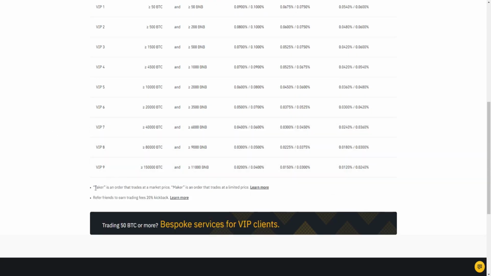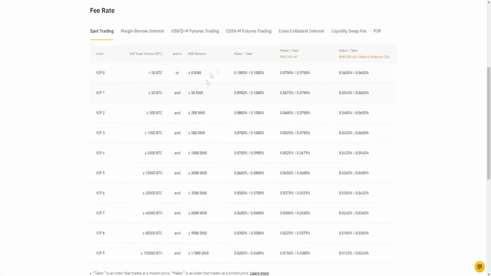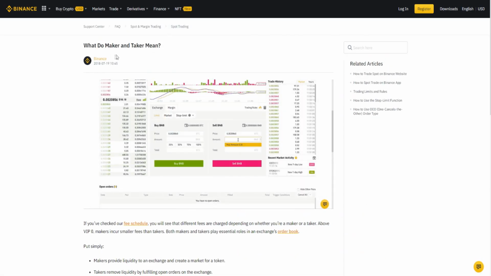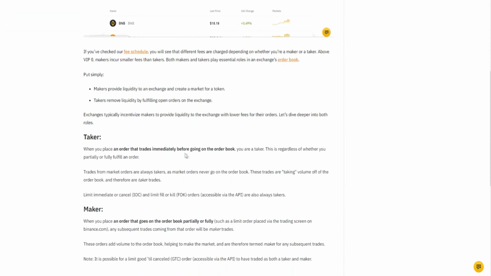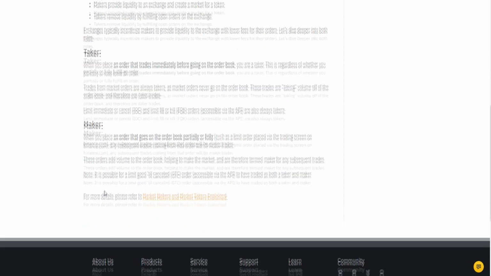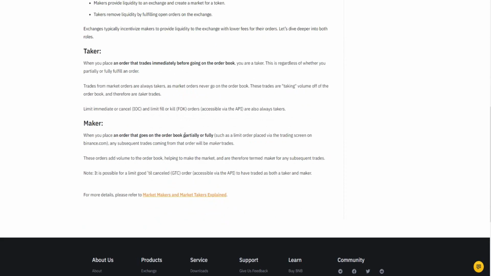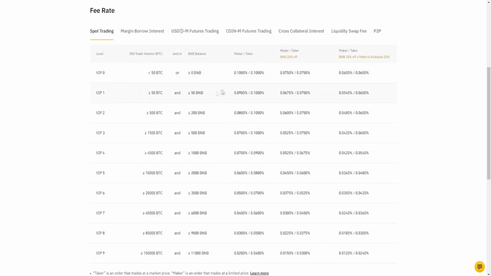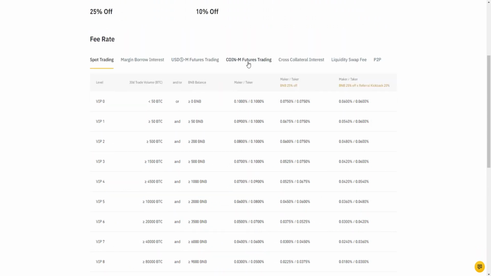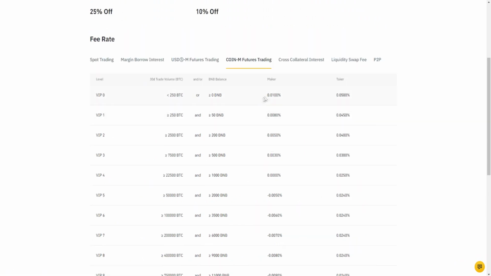I also want to quickly explain what maker and taker mean in regards to these trading fees and all the terminology. Taker is when you place an order that trades immediately before going on the order book, and maker is when you place an order that goes on the order book partially or fully. That's something to keep in mind. If we go back over here, there are separate fees for maker and taker transactions, so you want to keep that in mind in regards to your fees. Again, if we go over here to futures trading, you can see the different fees for maker and taker transactions.